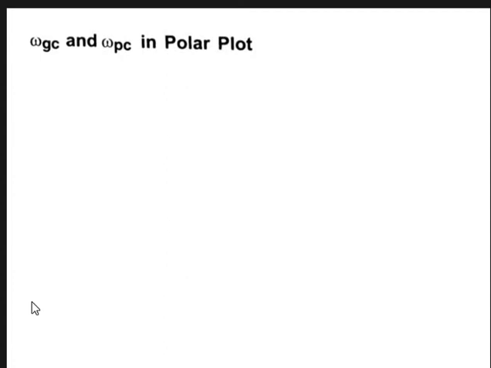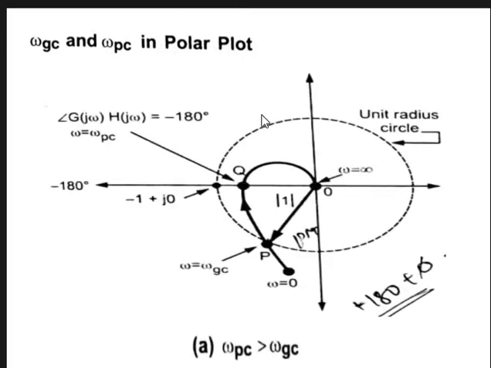Dear students, I explain in this video how we can calculate omega GC and omega PC in polar plots. For calculating omega GC and omega PC in a polar plot, initially we draw the unit radius circle. That is one unit radius circle. After drawing that unit circle, we draw the polar plot.